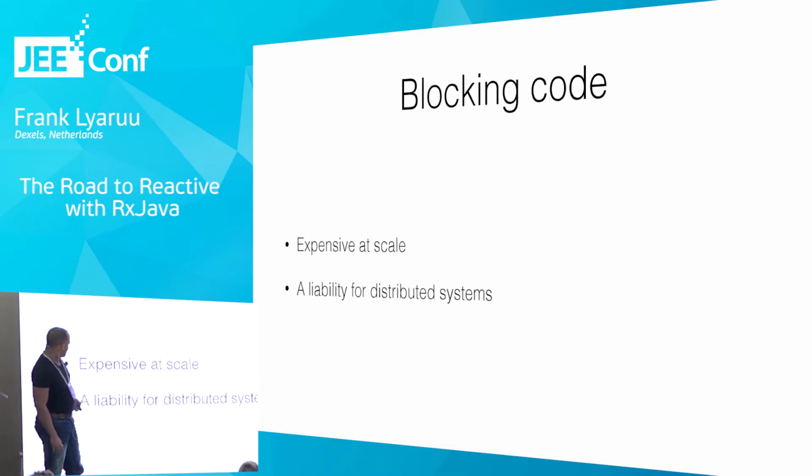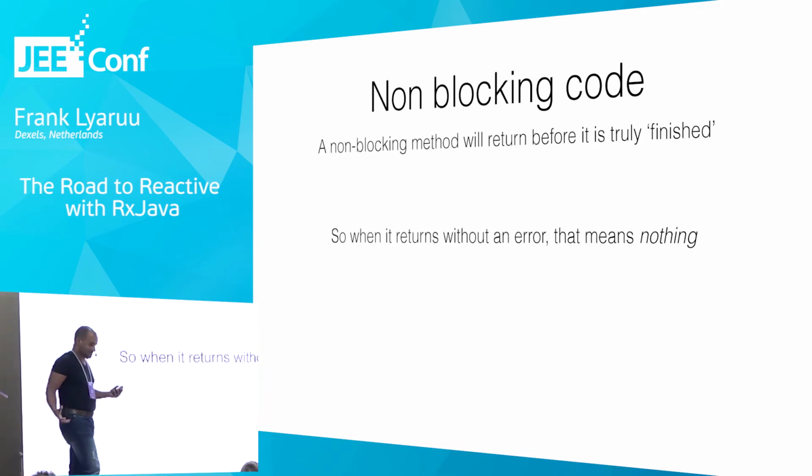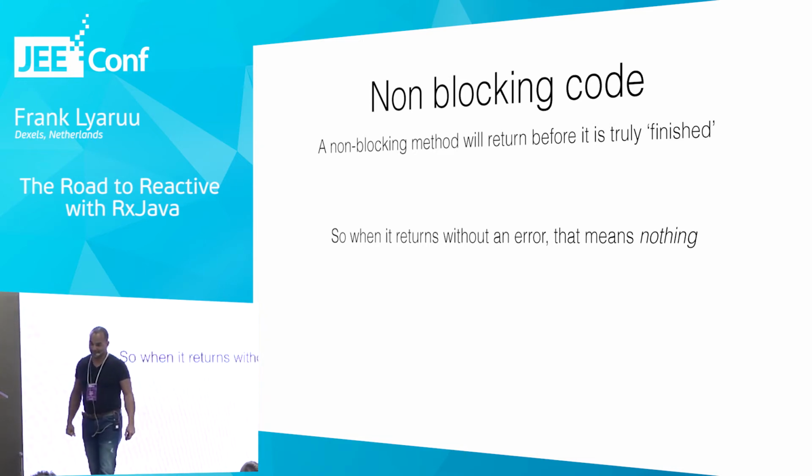So blocking code is at scale expensive and a liability for distributed systems. And distributed system, that's nowadays any system, right? So we need to face that we have to do some non-blocking code at some point.